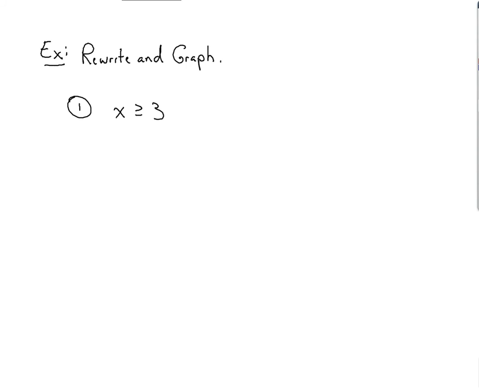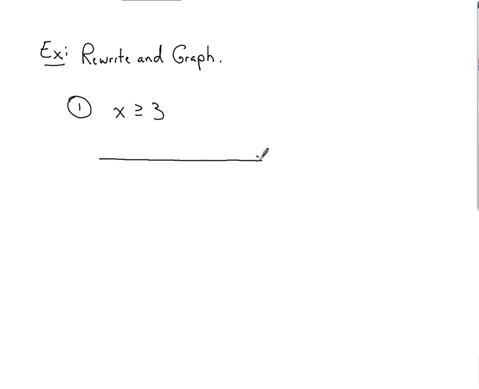So given this inequality, x is greater than or equal to 3, we want to rewrite that and we want to graph it. Now I think sometimes it's easier to graph it out first to see what we're working with, and then rewrite it in terms of the other notation. Right? That's how we just reviewed the set notation and the interval notation anyway. So let's graph this out.